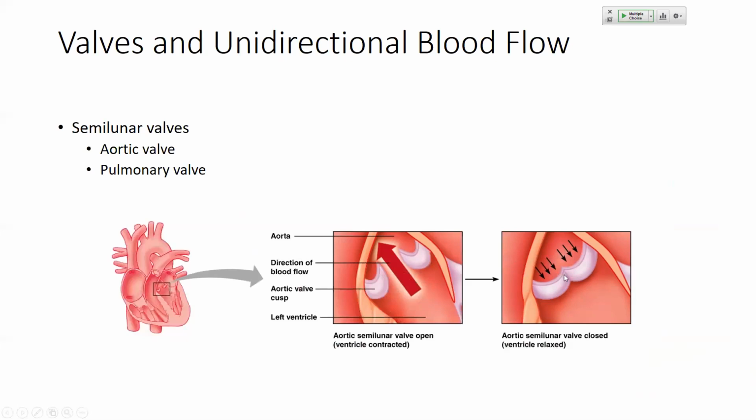Now, when these valves close, when the ventricle is relaxed, there's blood that's slamming against the back of that shut valve. And that's what brings about the heart sounds. We'll talk about the heart sounds later on. But just know that blood actually hits the back of those valves as they close when the chamber is relaxed. Okay?